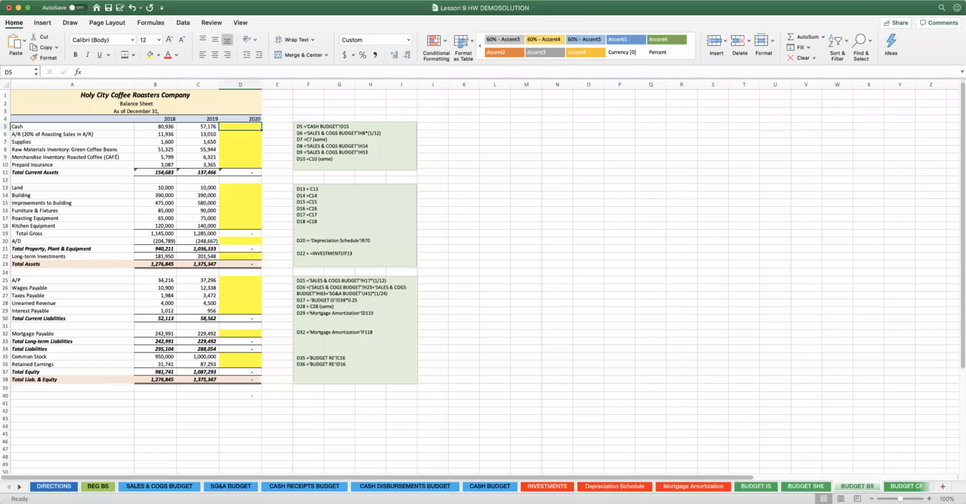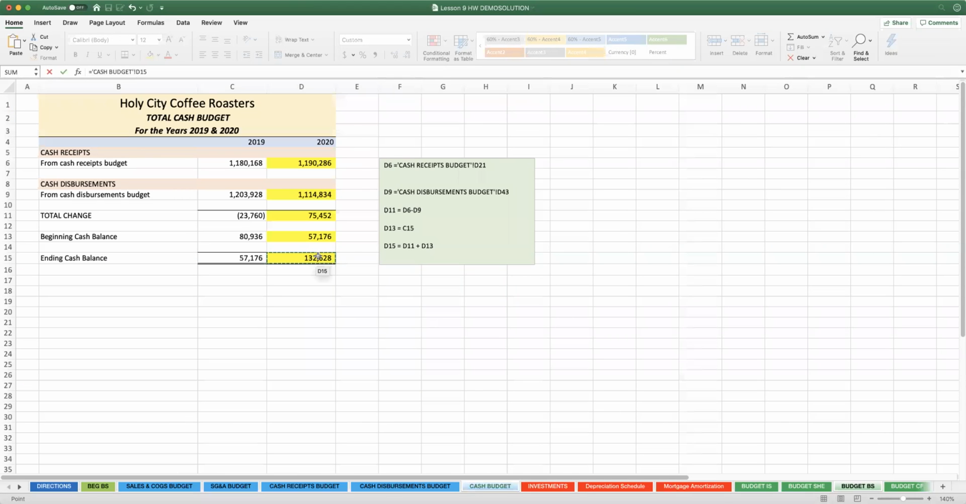Okay, this is the balance sheet budget, and we're going to be working on pulling together all of the elements for 2020 that came from the budget you built. So the first thing to do is grab the cash, and that's a nice easy pull. You just go to your cash budget, and that's that ending dollar amount right there.